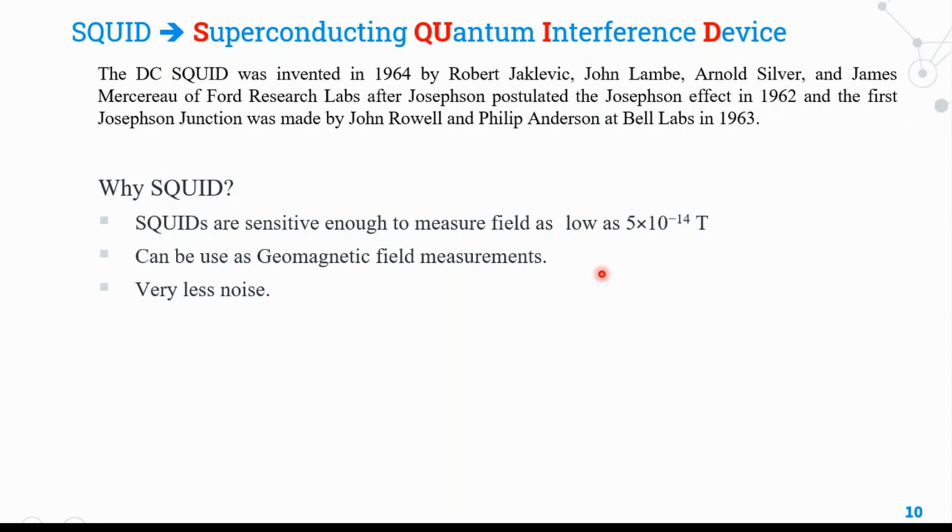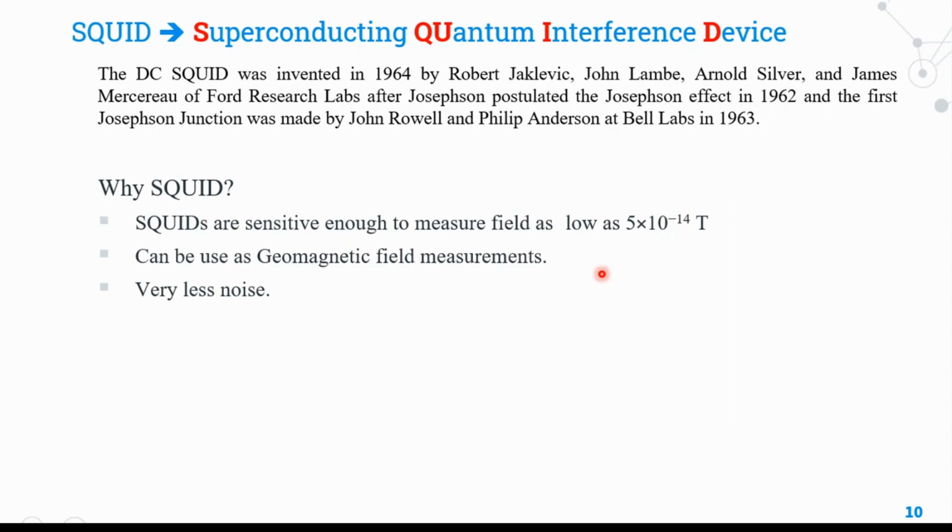So this is the basic brief history. Before I go to the working principle, it is better to know why we should use this SQUID. This SQUID is so sensitive that no other instrument can measure such a low magnetic field. SQUID can measure magnetic fields as low as 5 into 10 to the power minus 14 Tesla.